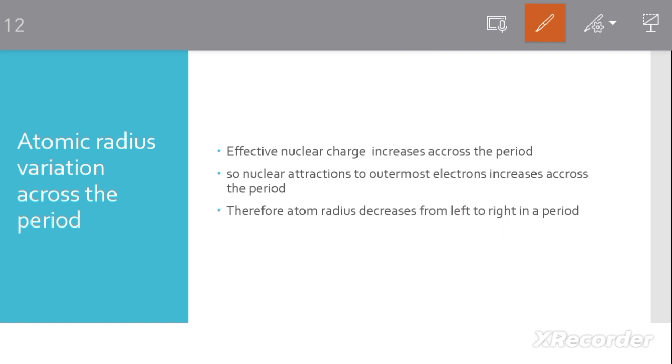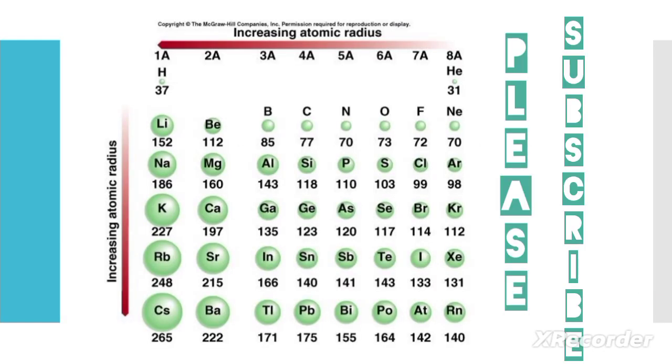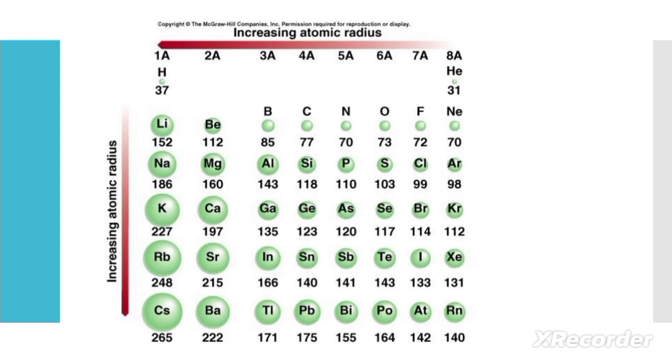Effective nuclear charge increase means nuclear attractions become increased. Because of that, atomic radius decreases. When the nuclear attractions become higher, atomic radius becomes low. So the next periodic trend we are going to learn here is, atomic radius decreases from left to right in a period. We discussed that atomic radius increases down the group and atomic radius decreases from left to right in a period.